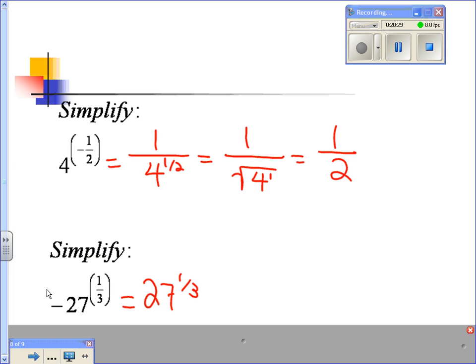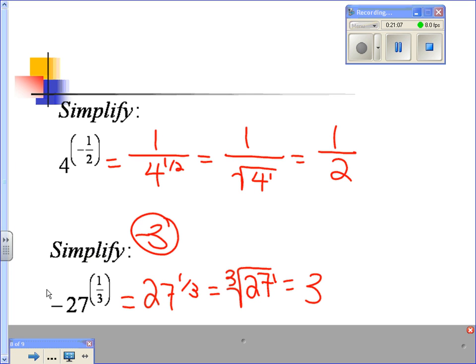How would I write 27 to the 1/3? The cube root of 27. Do you need to put the 1? It's just to show you where it is, in case you don't. Any questions so far? What is the cube root of 27? So what is our actual answer? -3. Does that make sense?